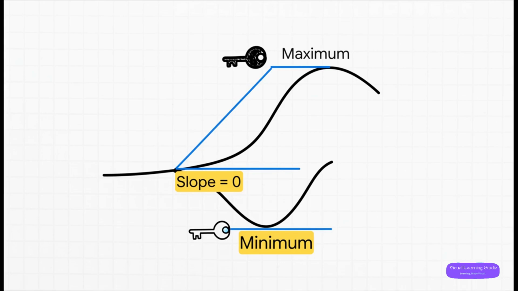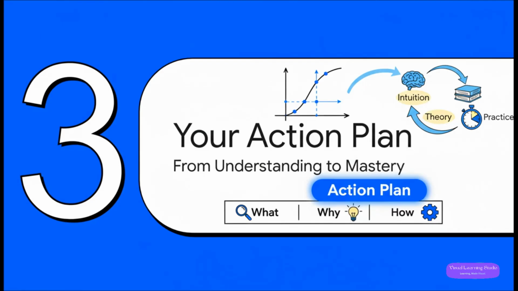So why does this matter so much? Because you've just unlocked one of the most powerful tools in all of calculus. If you ever want to find the highest or lowest point on any curve, the maximum or the minimum, all you have to do is find the exact spot where the slope, the derivative, is equal to 0. That's the whole secret.